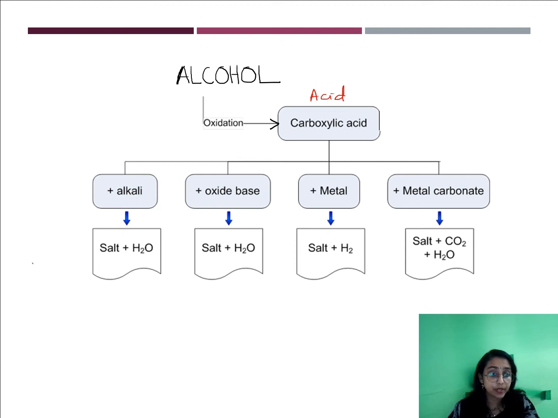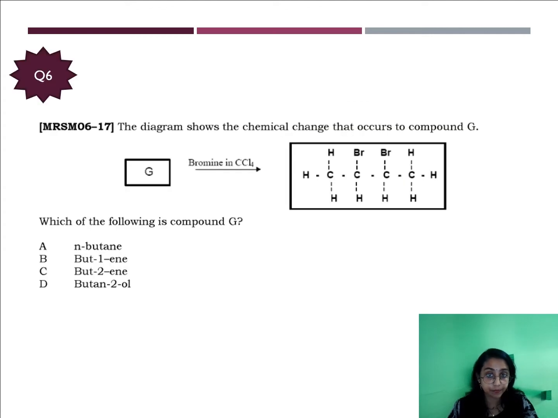It also can react with metal oxides and form salt and water. If you react it with metal, it will form salt and hydrogen. It also can react with metal carbonate to form salt, carbon dioxide and water. So in general, what I can conclude here is that you don't need to fear carboxylic acid reactions, because it shows similar chemical properties or reactions as acid, which is what we have studied earlier in acid, base and salt.